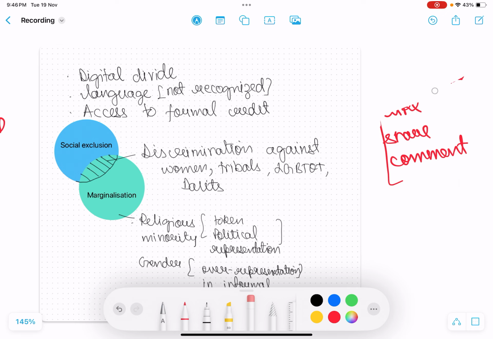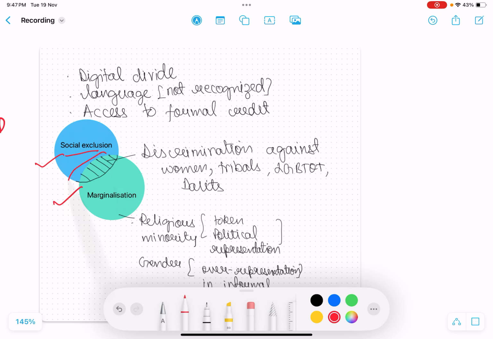Let us get on to what is the relationship between, first of all, social exclusion and marginalization. So social exclusion, which is not marginalization. This Venn diagram shows here, this part of the graph shows social exclusion, which is not marginalization. And so what is that?